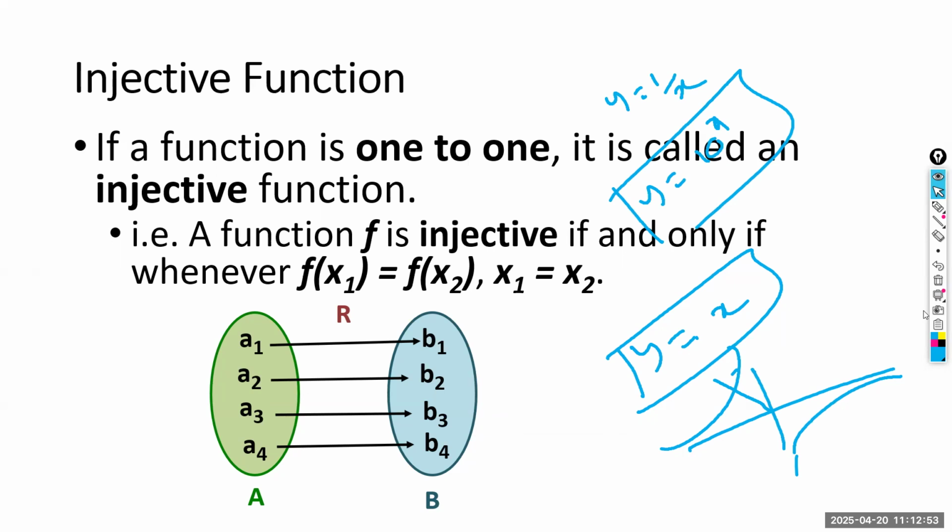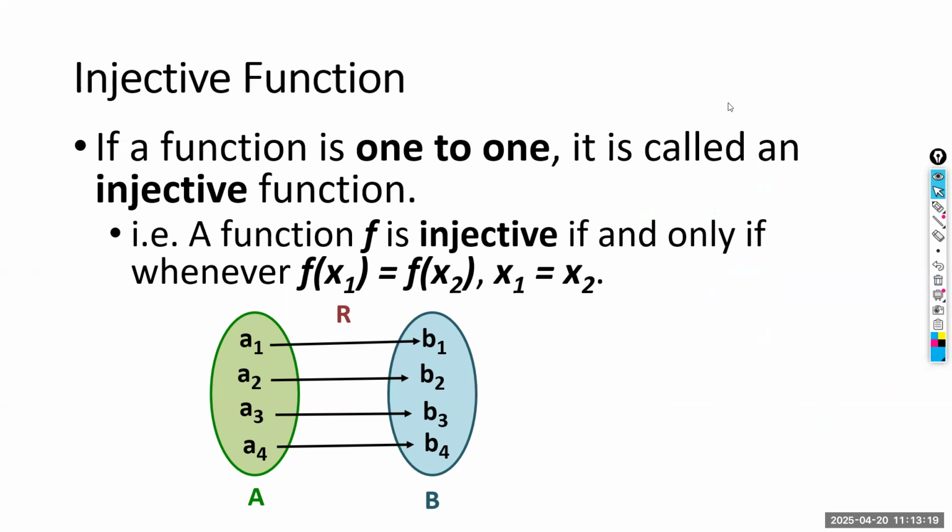So that means for x1, if there's y1, if you have x2, if f(x1) and f(x2) are there, if it is one-to-one, x1 must be x2. If f(x1) equals f(x2), x1 must be x2. Can you understand that definition?